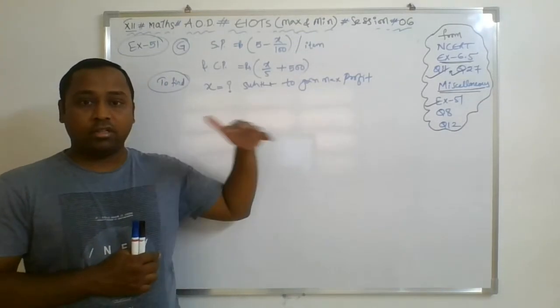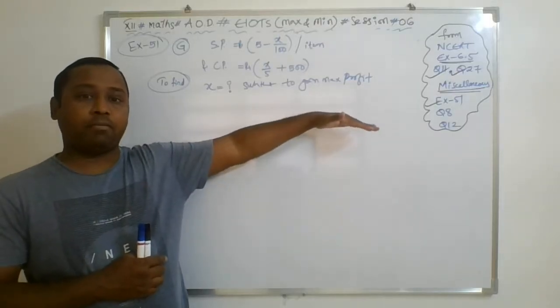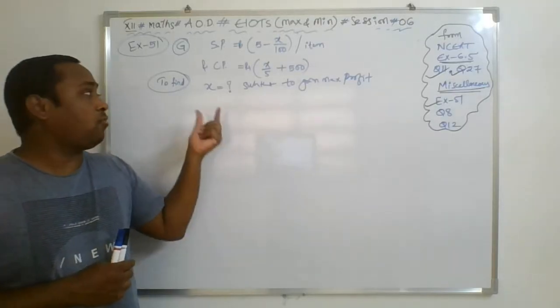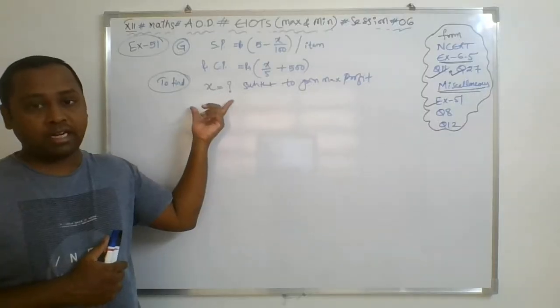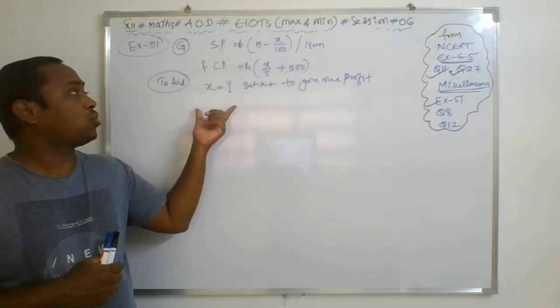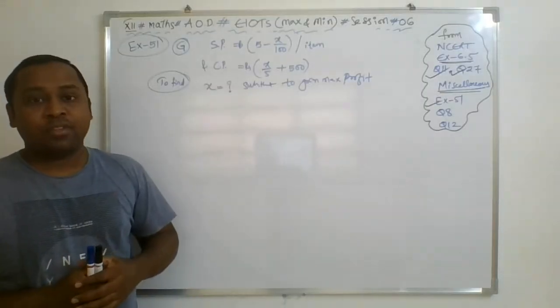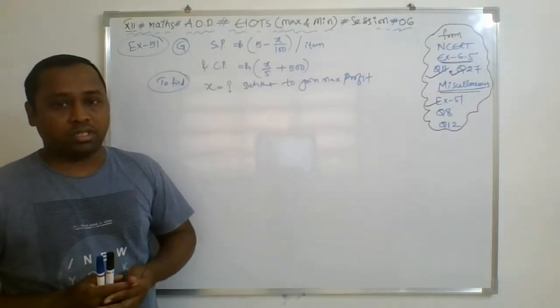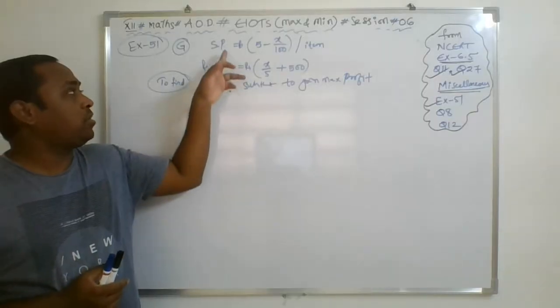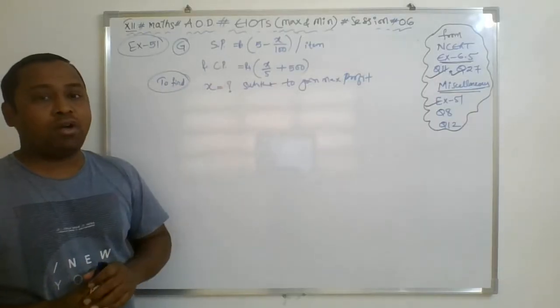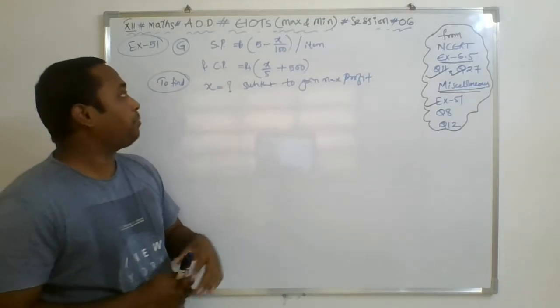So in this question they wanted to make a maximum profit and they wanted to know the number of items to be sold at this given selling price and cost price. Now what is the glitch in this question? If you observe the two figures, these two are given in a different manner.